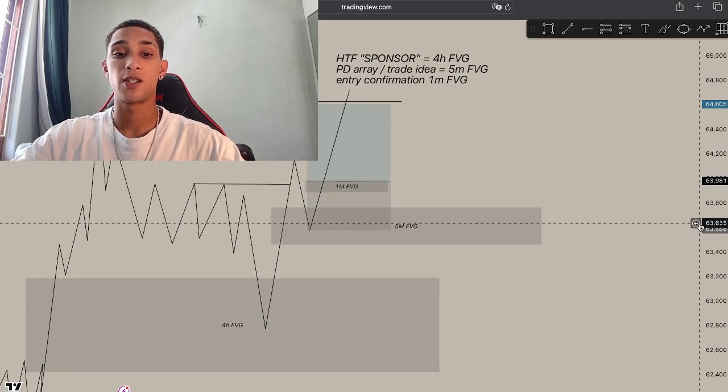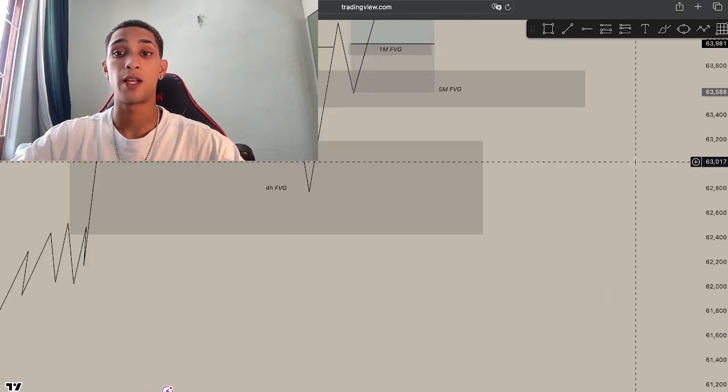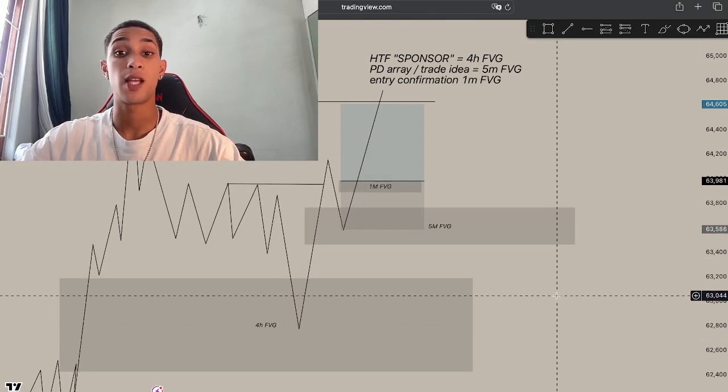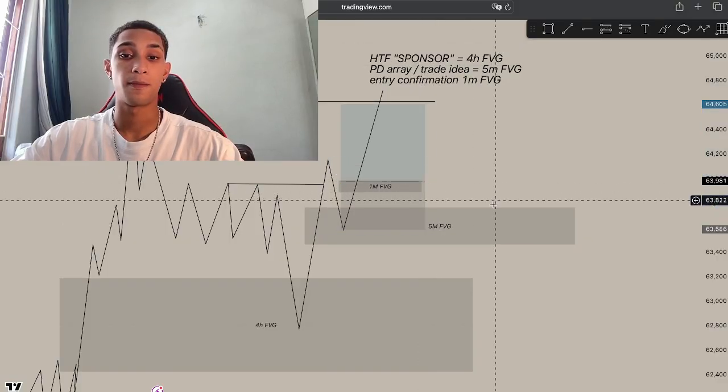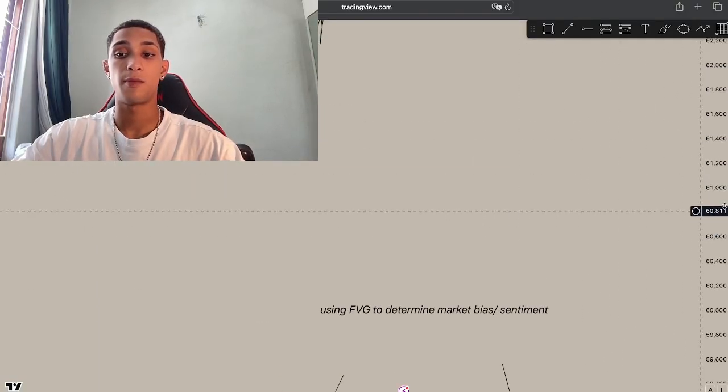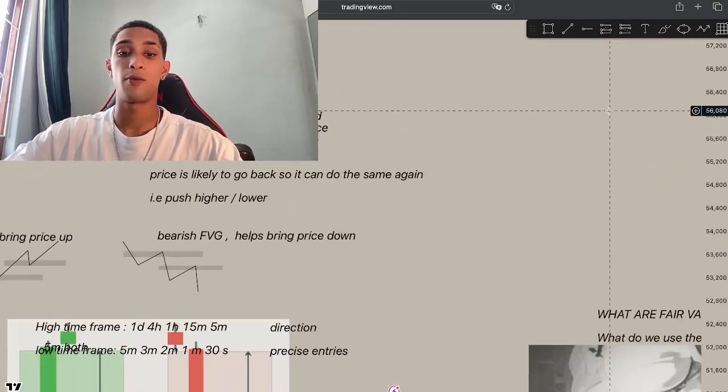I'm going to show you guys an example of this now, but I would like you guys to go back to everything that I said, because I literally just gave you guys an entire model right there based off of only fair value gaps. And I'm going to go into the market now and show an example of this playing out.